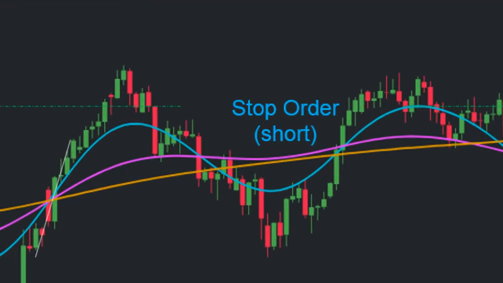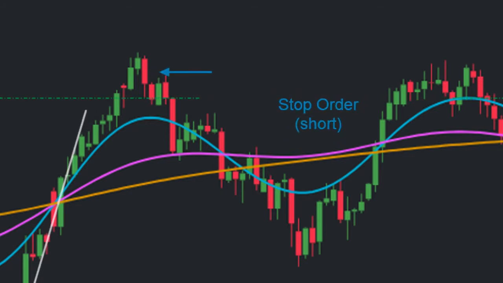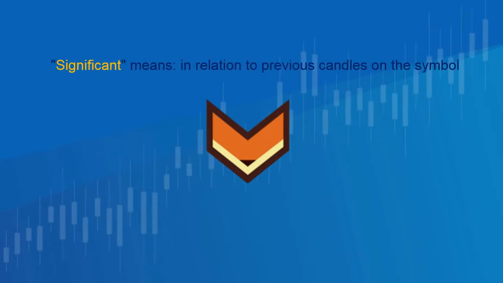Option 2 is to place a stop order at either the low or the close of the first significant candle, which signifies that the market is turning. Of course, in a long trade, we would use the high of the candle and not the low. In this example, this would be this candle shown here. Please note that when using this method, or option 2, the definition of a quote-unquote significant candle will be based on the size of the previous candles of the symbol in question.